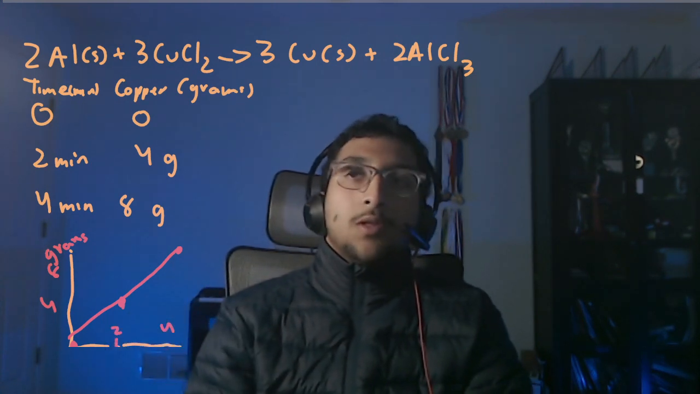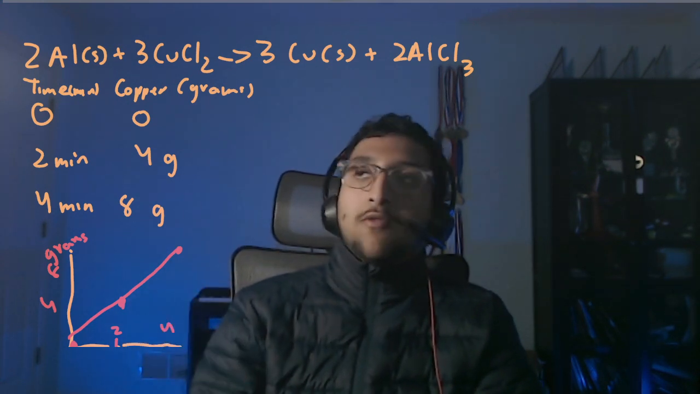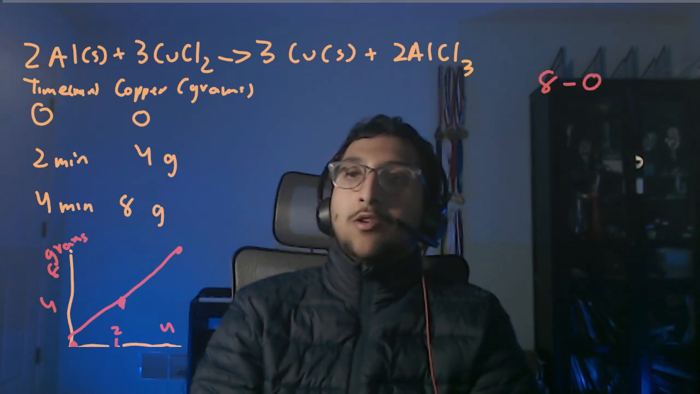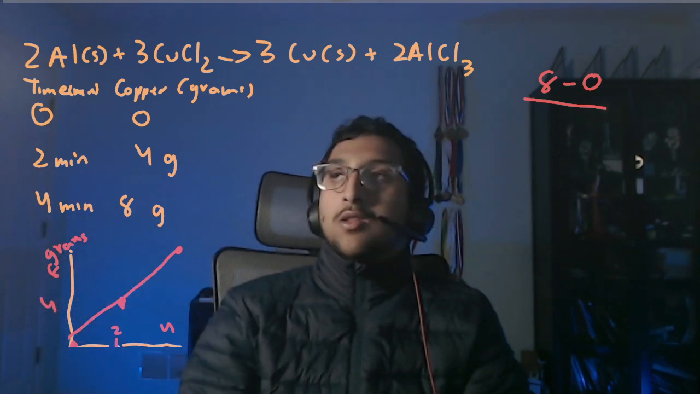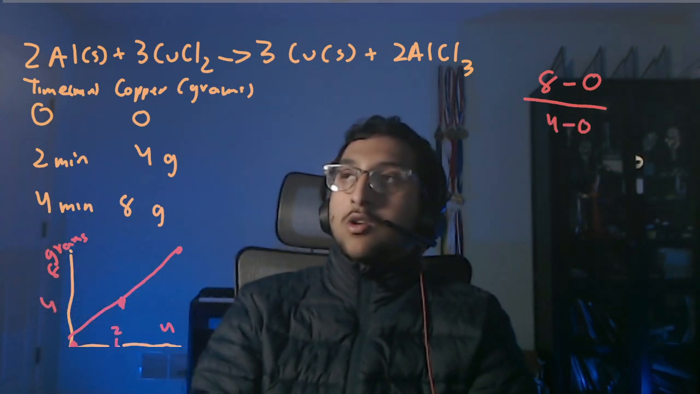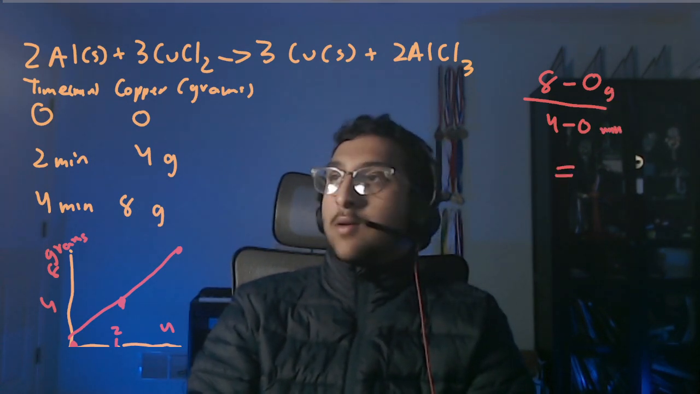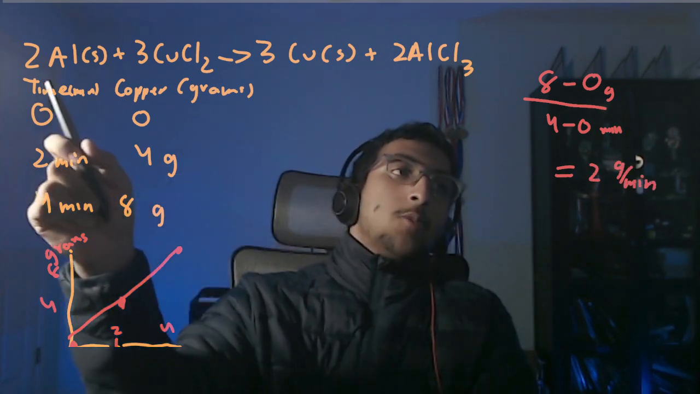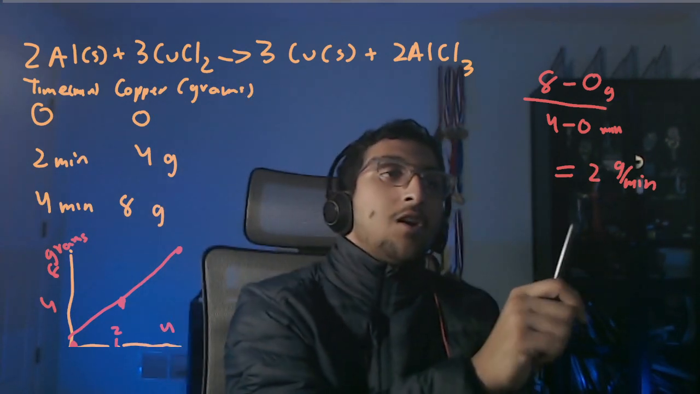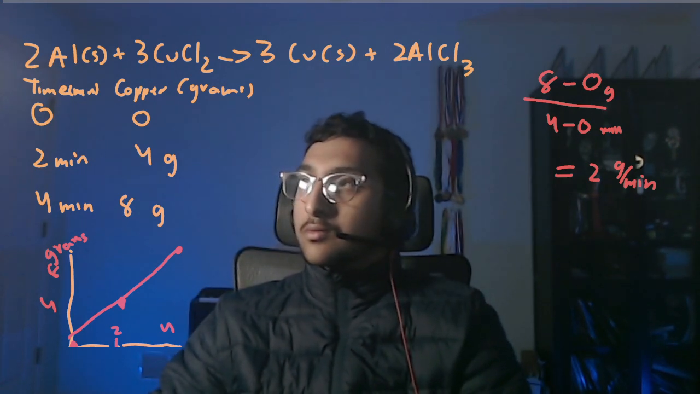So how would you find the slope? Well, you would do rise over run. So you gained 8 grams in 4 minutes. So basically 8 minus 0, and the time it took was 4 minus 0, 4 minutes. And don't forget your units, so grams per minute. So this is basically 2 grams per minute. So that's your rate of formation. Copper is being formed. So every minute on average, that's 2 more grams of copper being formed. So that's basically a reaction rate.